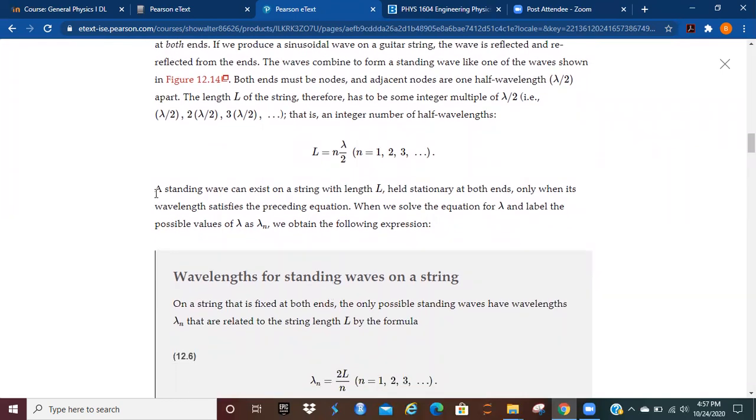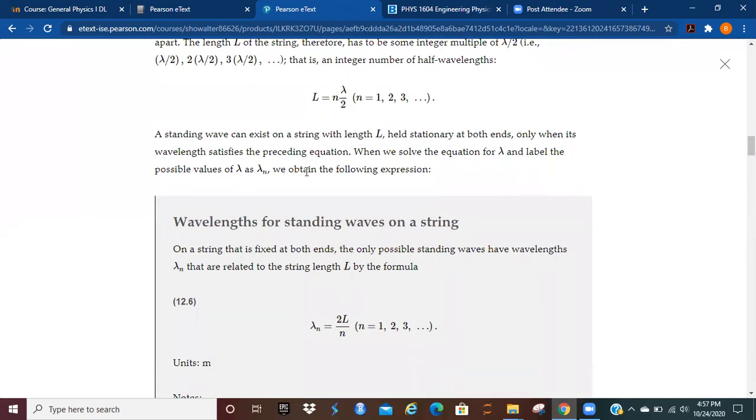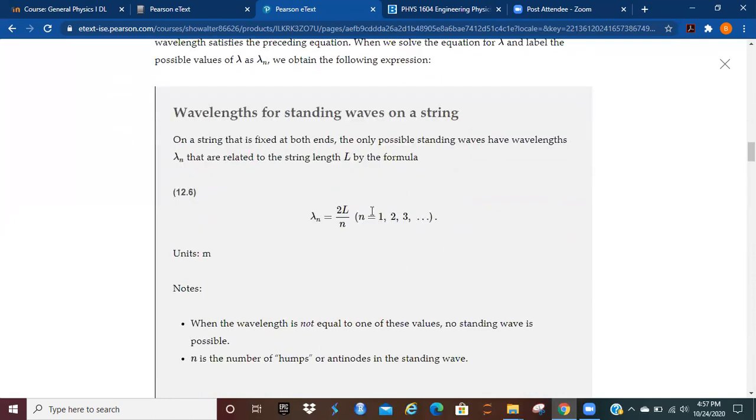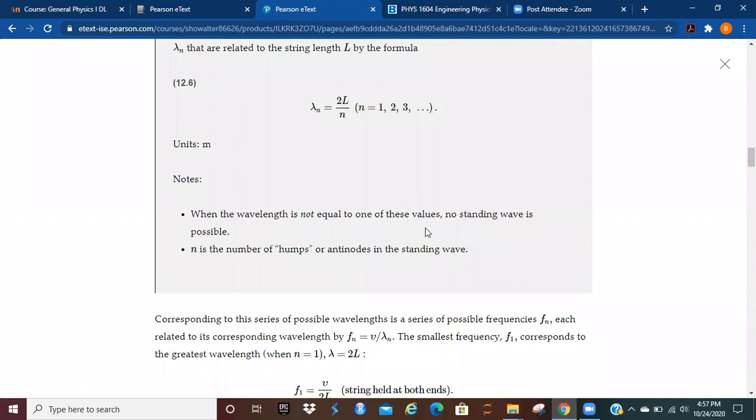Now, a standing wave can exist on a string with length L held stationary only when the wavelength satisfies this equation. When we solve for the wavelength and label the possible values as follows, this is the expression, and that's what we covered there in the summary.